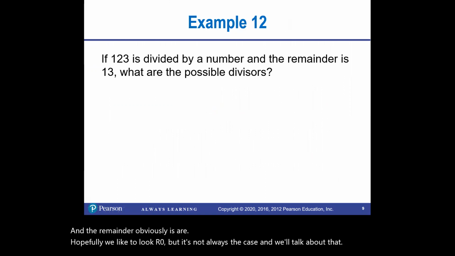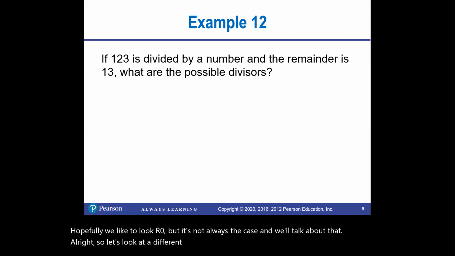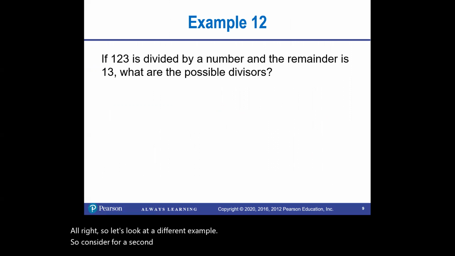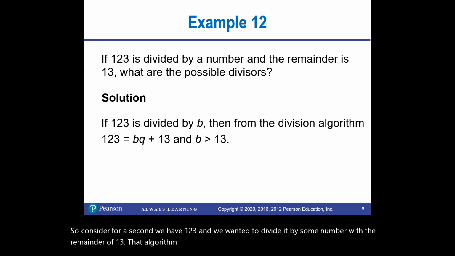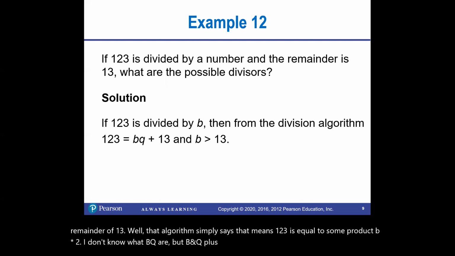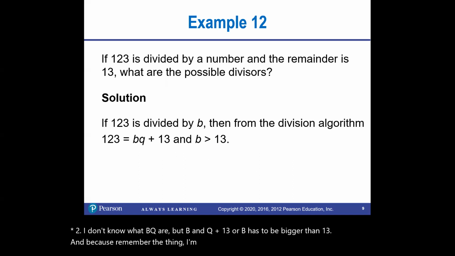All right, so let's look at a different example. So consider for a second, we have 123, and we want to divide it by some number with a remainder of 13. Well, that algorithm simply says that means 123 is equal to some product, B times Q. I don't know what B and Q are, but B times Q plus 13. Well, B has to be bigger than 13, because remember, the thing I'm dividing by has to be bigger than the remainder.